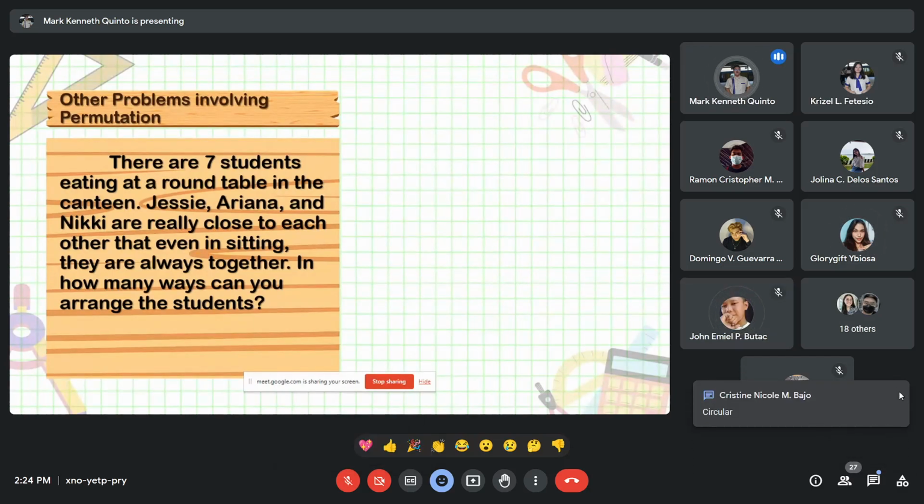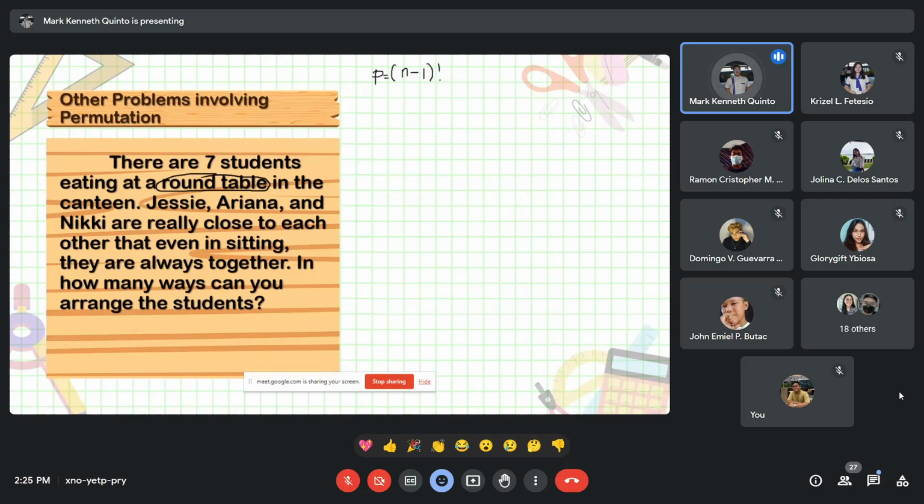Circular. Why? Round table. Okay, because we have here the word round table, therefore we are going to use the formula of circular permutation, which is the permutation of n objects, permutation of n minus 1 factorial. But let's have first a representation.